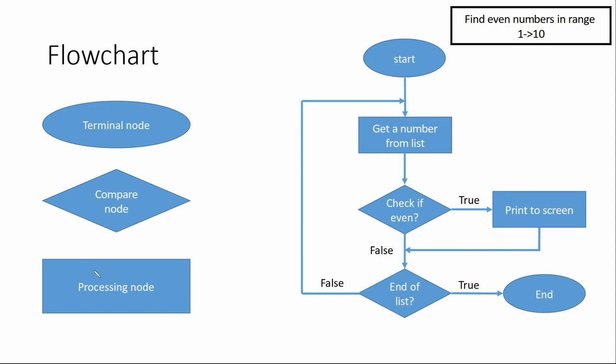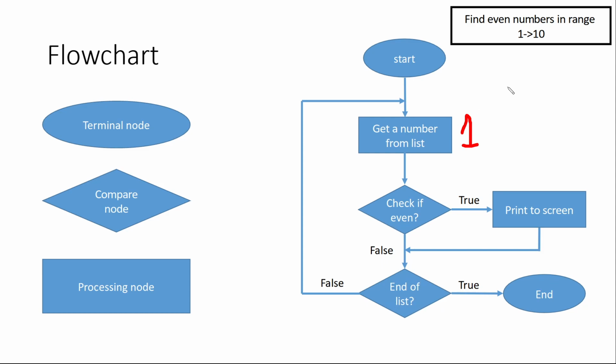And for the example above, find even numbers in range from 1 to 10, we can have a very simple flowchart design like this. First, you start your program, and then you get a number from the list, let's say 1. You check if your number is even, because 1 is odd, so it will be false. When this happens, you check if this is the end of the list.